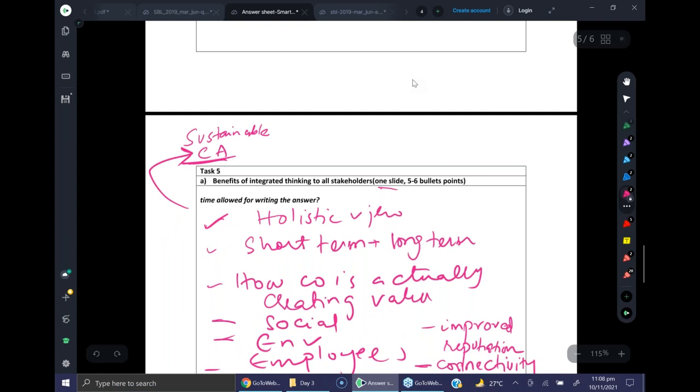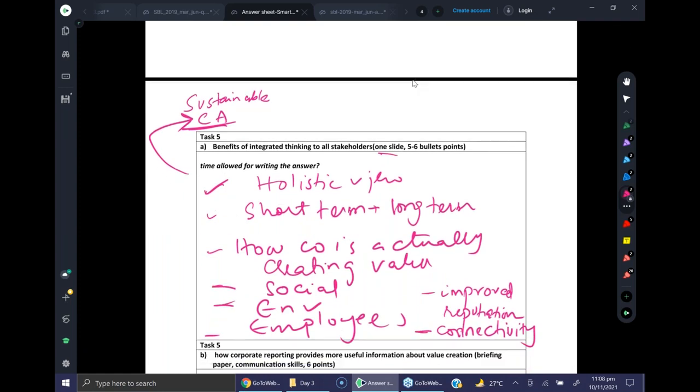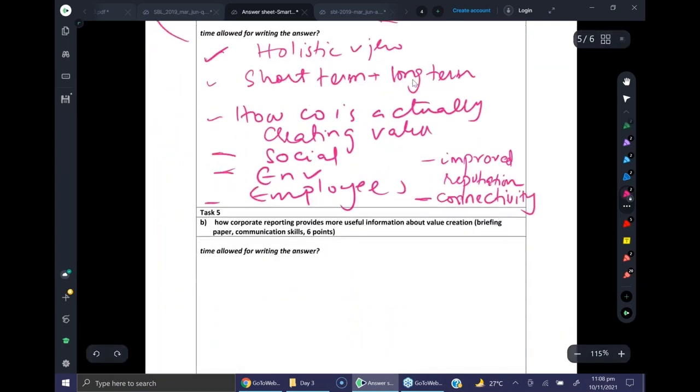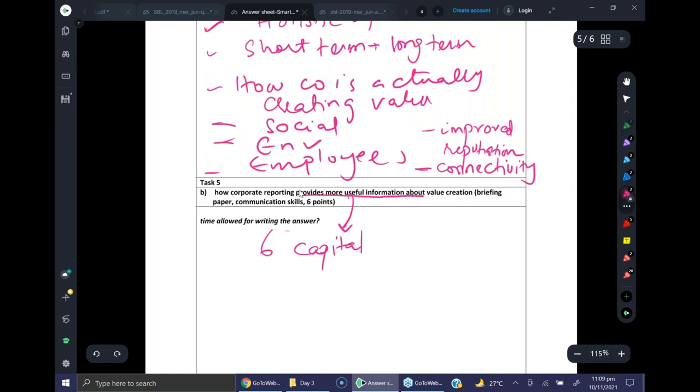So you can write these points like this on the slide, but for explanation, you'll have to use the speaker notes. And the second part was to discuss how corporate reporting provides more useful information by highlighting six capitals. So what are the six capitals, guys? The financial capital, the intellectual, the manufactured, the human, the social, the natural capital. So when you are explaining these points, just add examples from the SmartWear situation for financial, intellectual capital, etc. to explain your points.